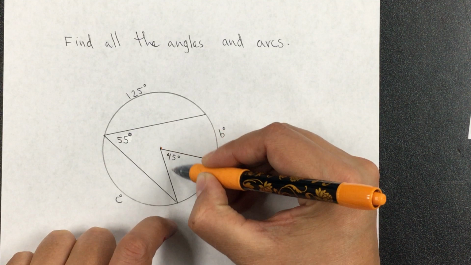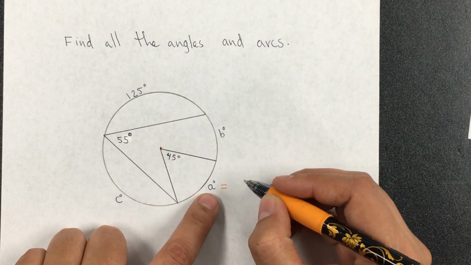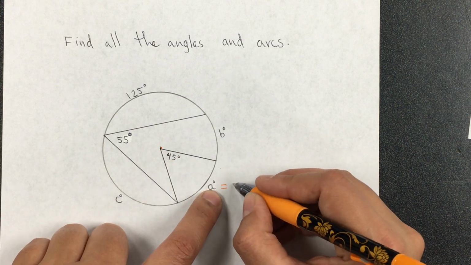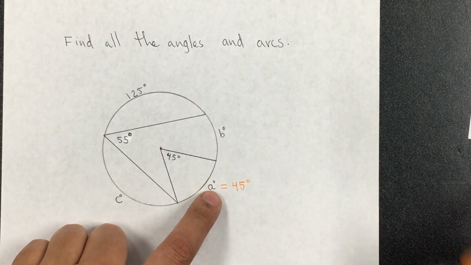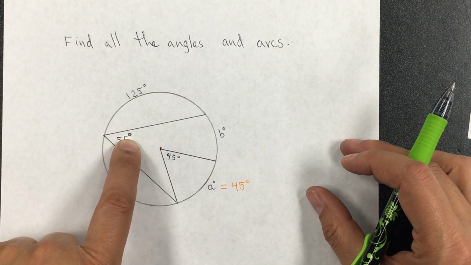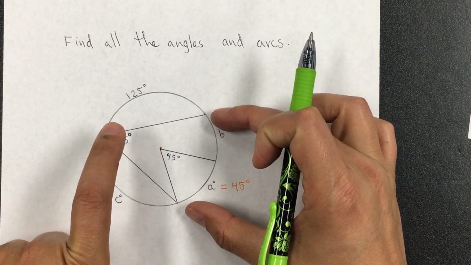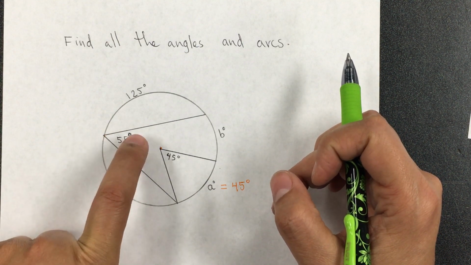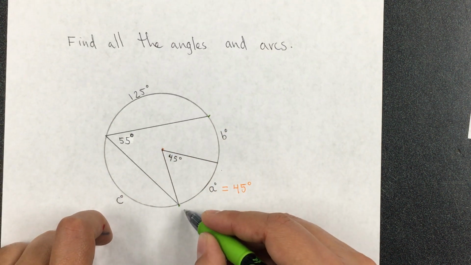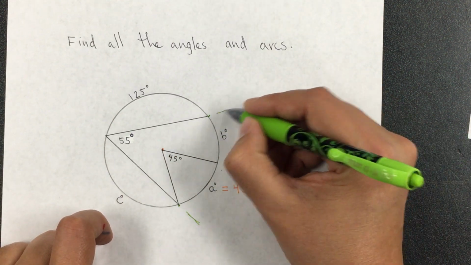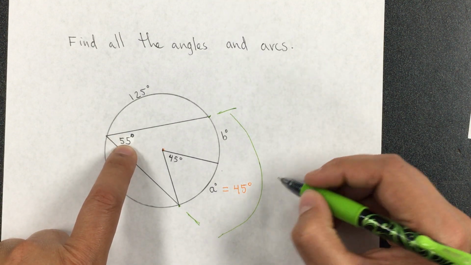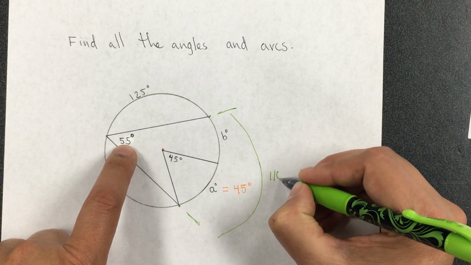We know that this is a central angle. So we can figure out A, because since it's the central angle, these are the same. So A is equal to 45 degrees. The next piece of information is this inscribed angle. This is half of this. That means that I can multiply this by 2. This times 2 gives me from here to here. Okay? From here to here. And how much is that? Well, if this is 55, this is going to be 110 degrees.